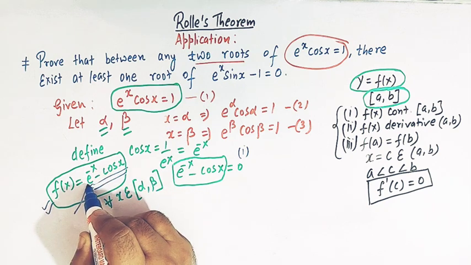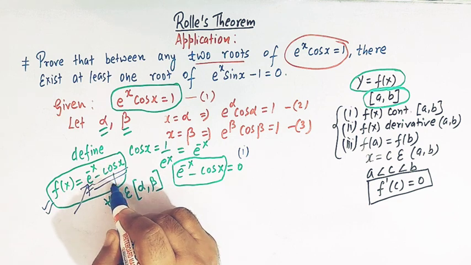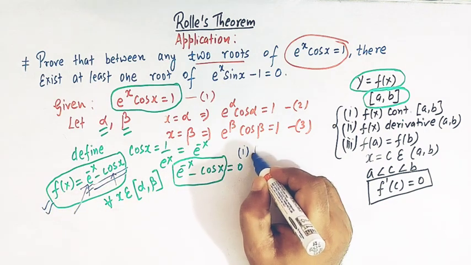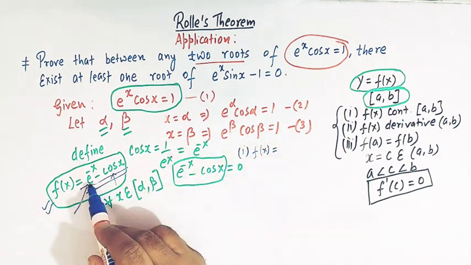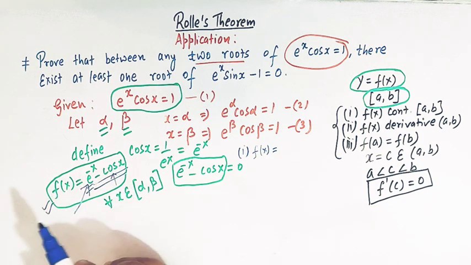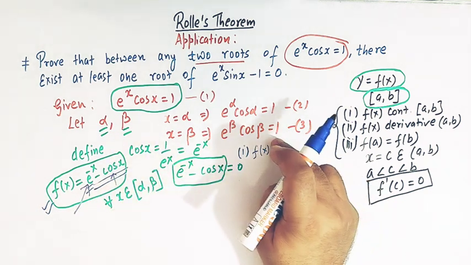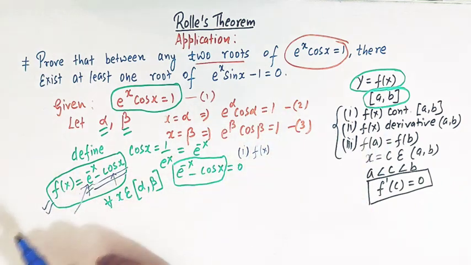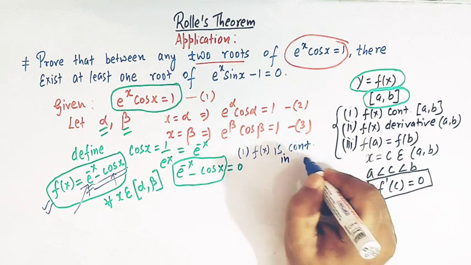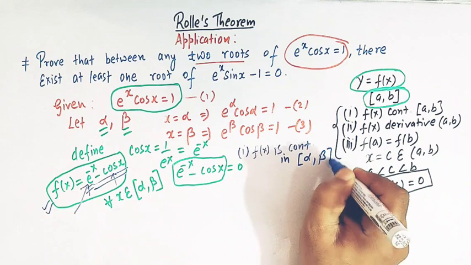And we know that the exponential function and the trigonometric function both are continuous functions. So f of x is a difference of two continuous functions, e raised to minus x and cosine x. So we can claim that the difference of two continuous functions is again a continuous function. So f of x is continuous in the interval alpha comma beta.